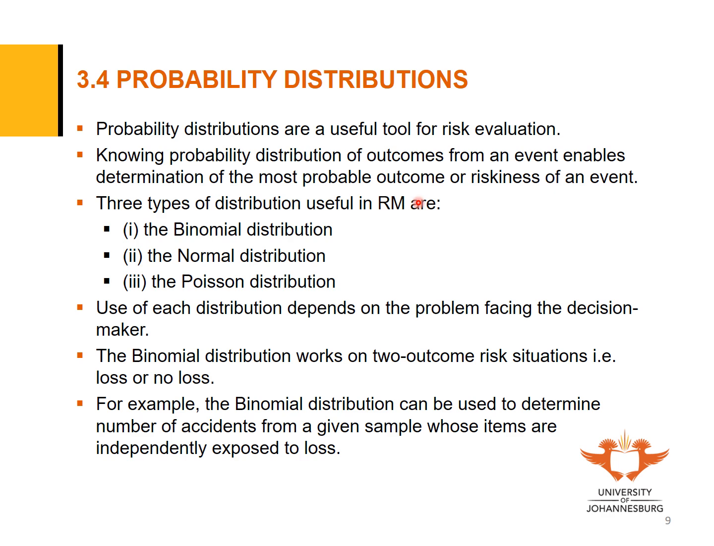Now, binomial, bi is two, right? The distribution works on the two-outcome situation. That means there's either a loss or a no loss. For example, with your car, either your car is stolen or your car is not stolen. There's no in-between point. Versus with an accident, you're not sure exactly how bad the accident would be. Some accidents are worse than others. Okay, so I gave you an example already of the binomial distribution.